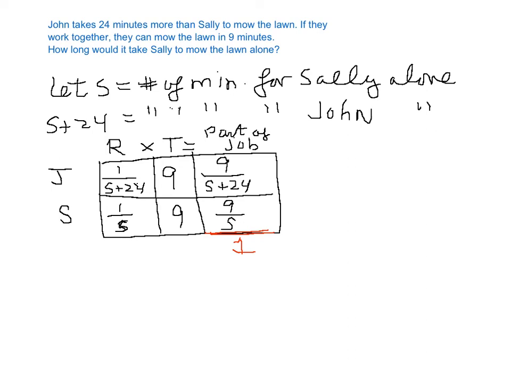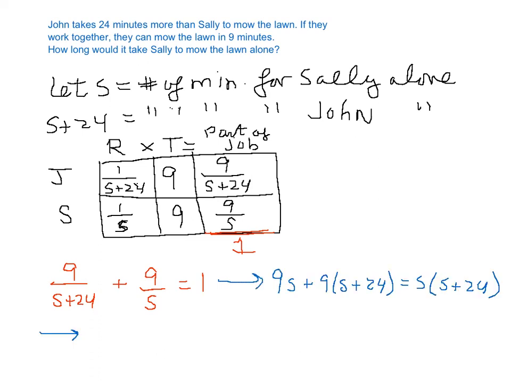So therefore, the equation is 9/S plus 9/(S+24) is equal to 1. And how do we solve this? Okay, so this is an equation involving rational expressions, and we need to multiply both sides by the common denominator, which is (S+24) times S. And if I do that carefully and correctly, here is what I get. So I left a lot of steps out there, but you should be able to figure out why that is true. And now if I simplify this, what I'm going to get is 9S plus 9S plus 216 is equal to S squared plus 24S.